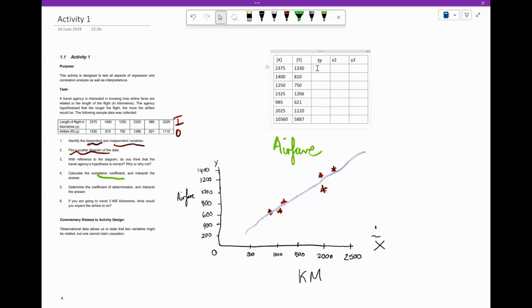So for the first one, I'm getting times 1,330. And double check if you're getting the same thing. 31,580. Sorry, 875. So that's 15,000, sorry. Next one, 1,400 times 810. 1, 2, 3.